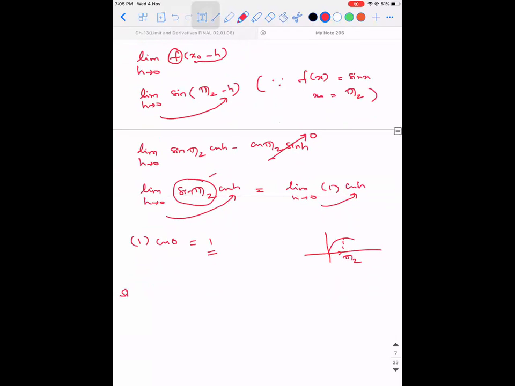Similarly, step 2 is the right limit. So for the right limit, what is the formula? Limit h tends to 0, f of x naught plus h. That will be limit h tends to 0.